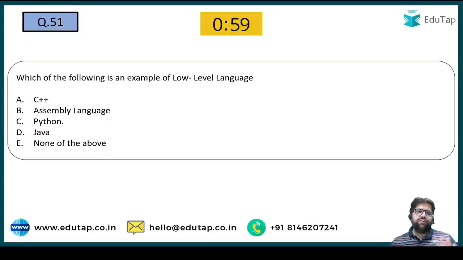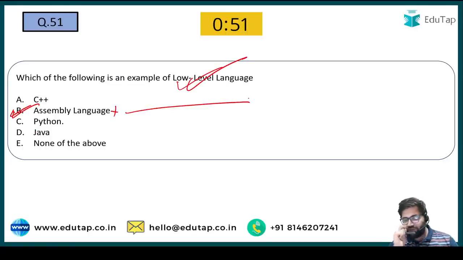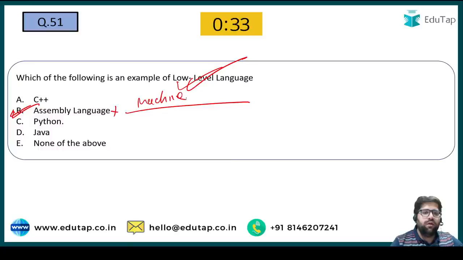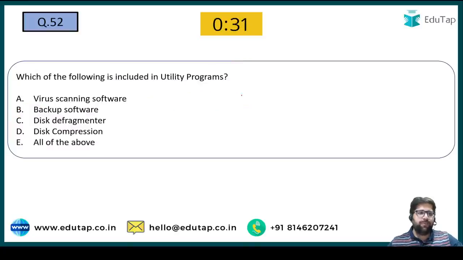Question number 51. Which of the following is an example of low level language? We have already seen assembly language, along with one more language. Can you name that particular language for me? Assembly language plus one more language is categorized as a low level language. Can someone give me, yes, machine language? Good. So that part is also covered now.